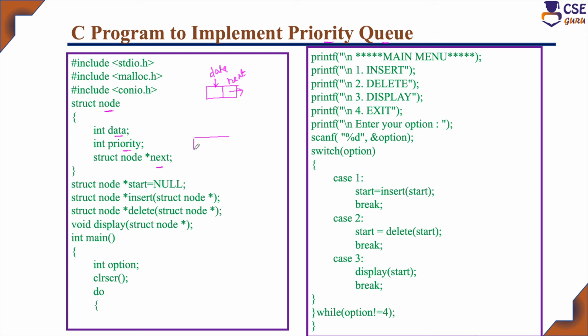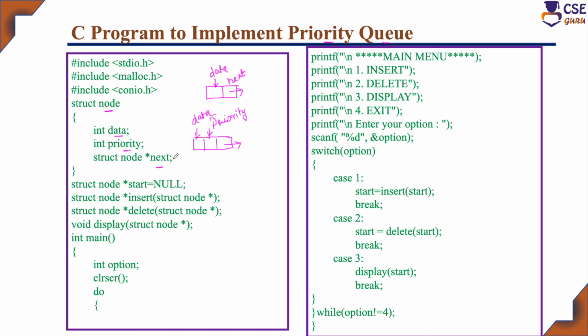So, each node in the priority queue will have three parts. The first one is the data part and the second one is the priority number. Always, the lesser priority number has the highest priority. That is, priority 1 is the highest priority. Priority 10 is the lowest priority. Likewise, we need to consider. And this is the next pointer part.